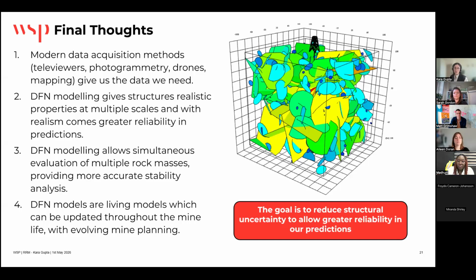And finally, DFN models are living models which can be updated throughout the mine life with evolving mine planning, with the ultimate goal to reduce structural uncertainty to allow greater reliability in our predictions and decision making in mine optimization.